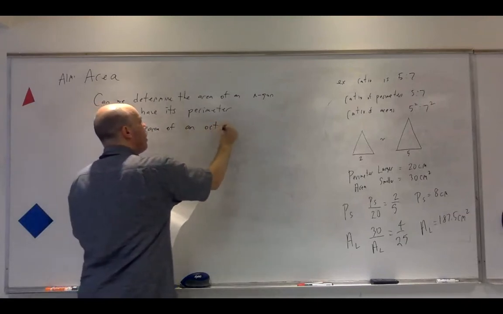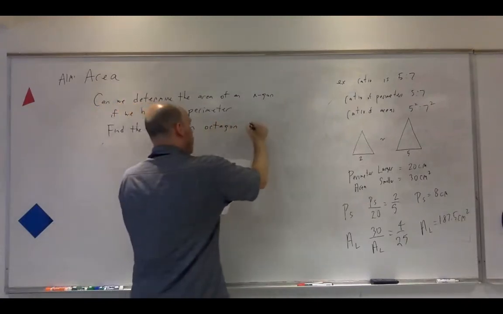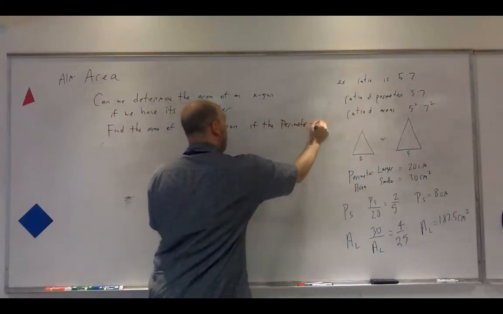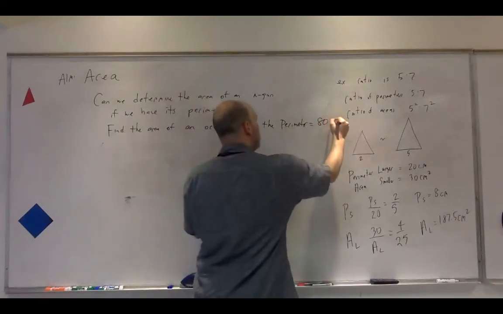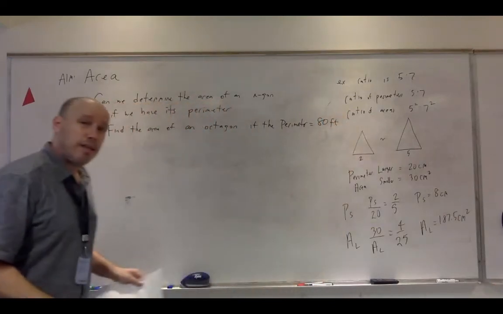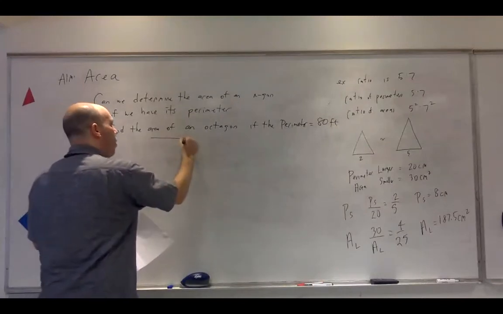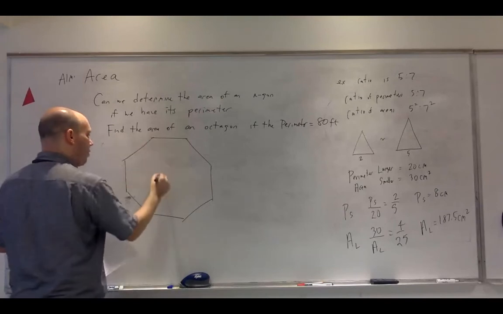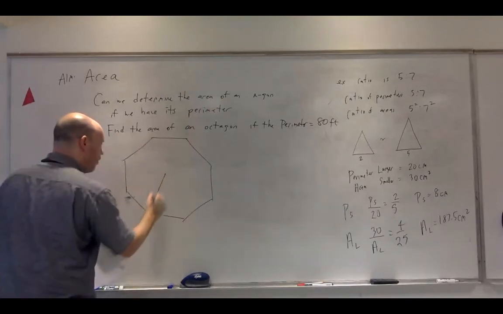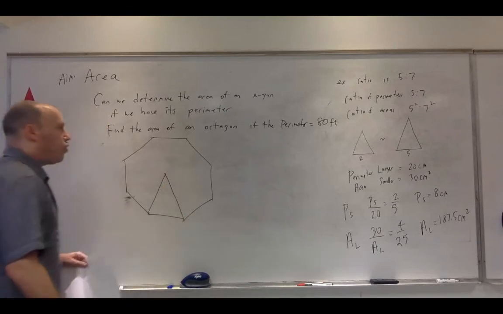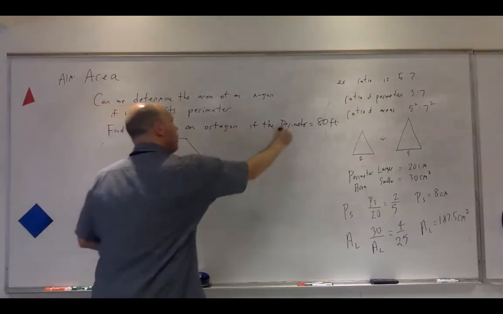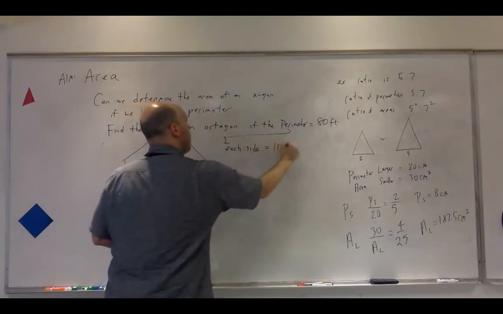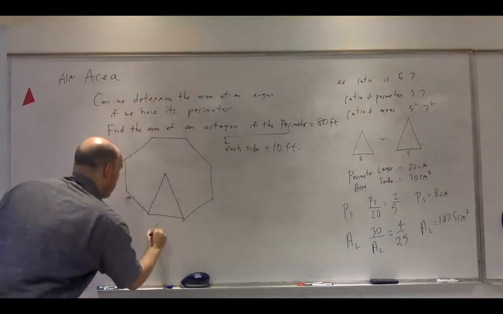of an octagon if the perimeter equals 80 feet. So let's break this down. We have our octagon, we have our center, and I'm going to look at one triangle. So the perimeter is 80, therefore each side equals 10 feet.